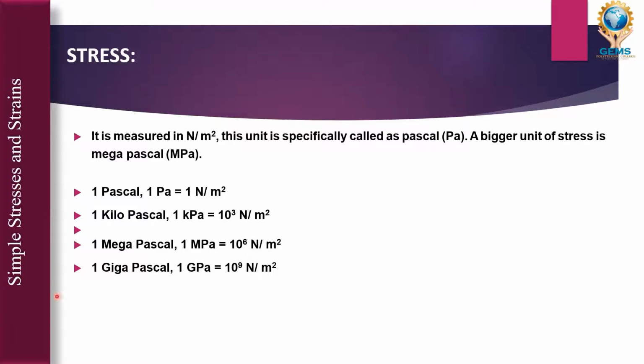Understand? Actually, these things you have to remember while solving numerical problems. So if you remember one line, then automatically you can remember all the lines. That means 1 Pascal is equal to 1 Newton per meter square. You have to remember, always keep it in your mind.